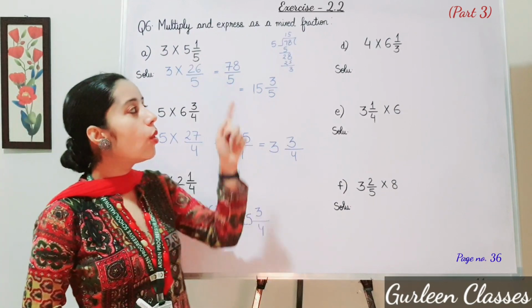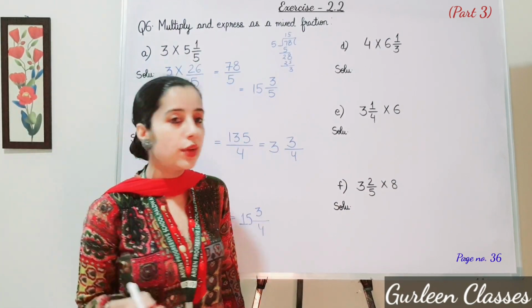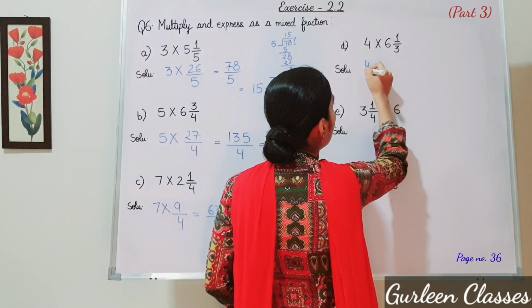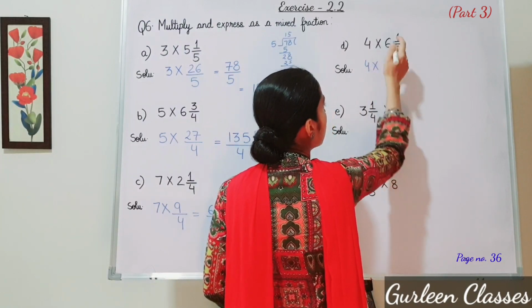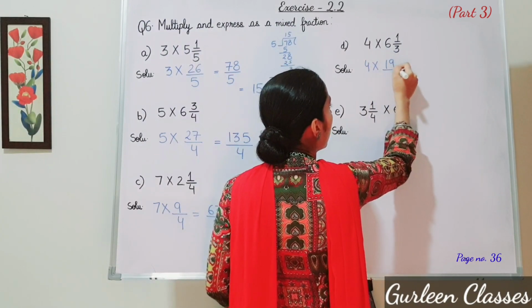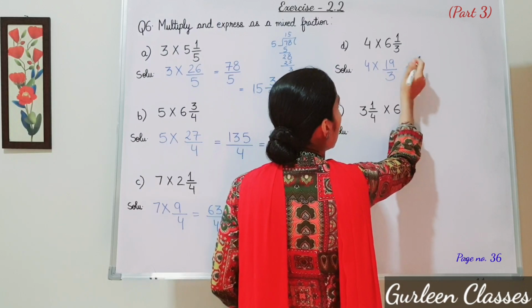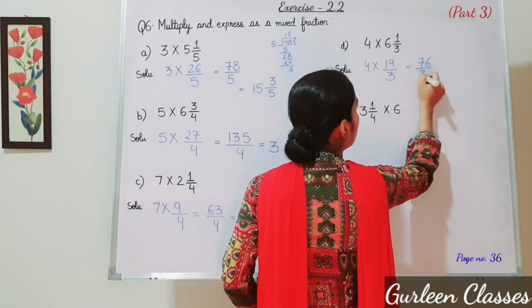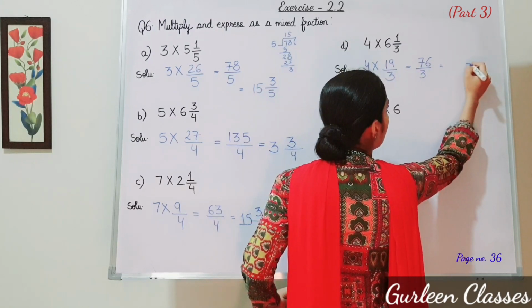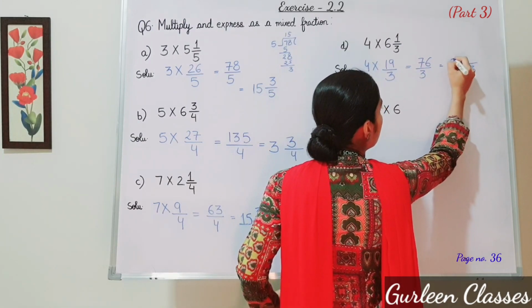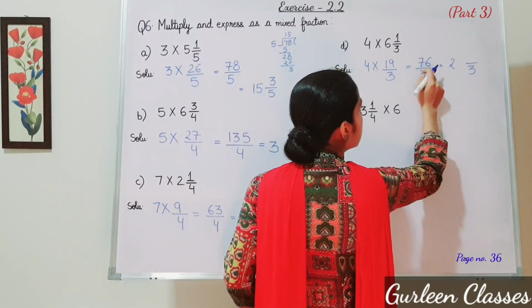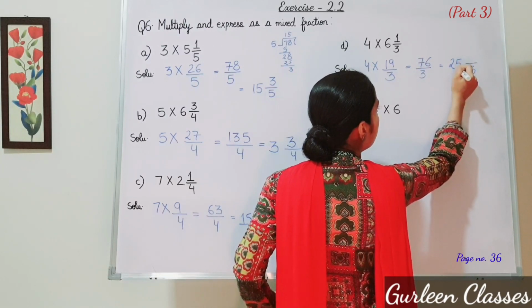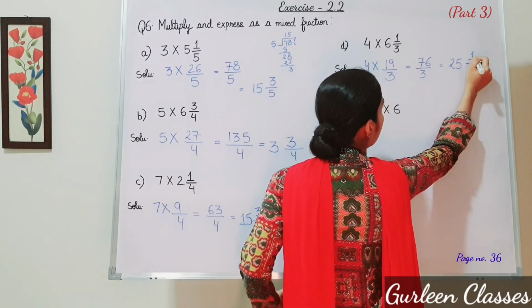Now D part: 4 into 6 whole 1 upon 3. So 4 into 6, 3s are 18, plus 1, 19 upon 3. 19 4s are 76 upon 3. Now divide. The denominator is 3. 3 2s are 6. Then 16. 3 5s are 15 and 1.